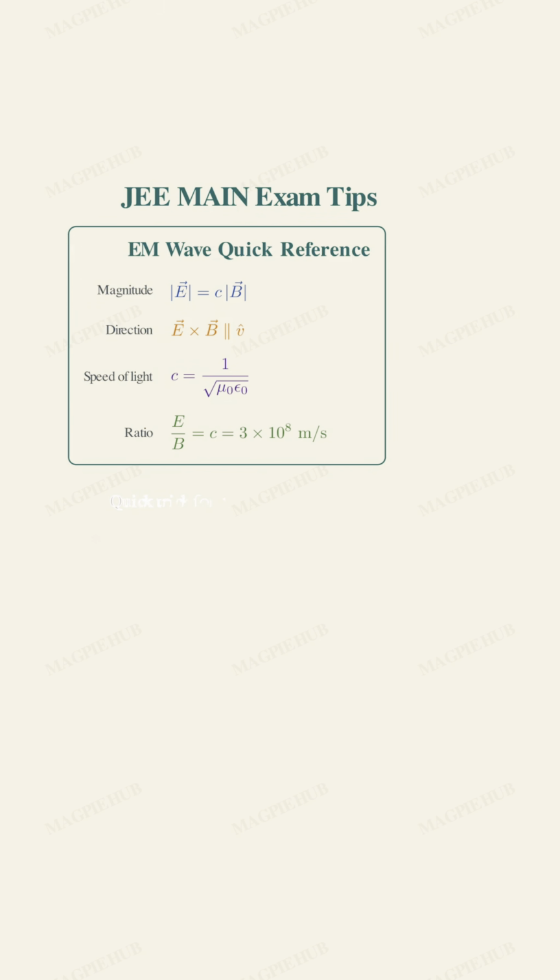Here are some exam tips. Remember these EM wave formulae. The magnitude of E equals C times B. E cross B is along the propagation direction. The speed of light C equals 1 over square root of mu naught epsilon naught. And the ratio E over B always equals C.